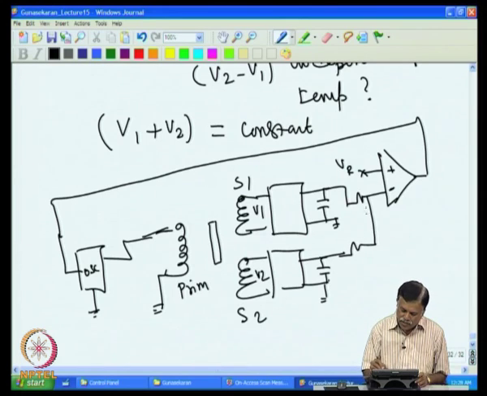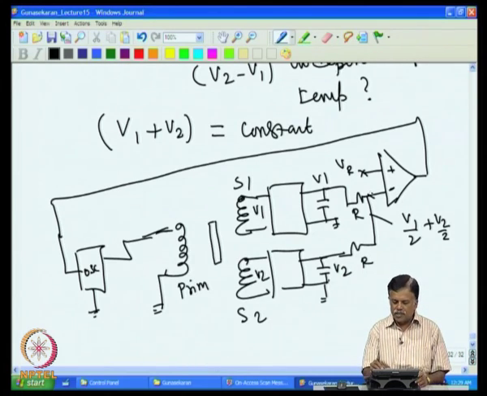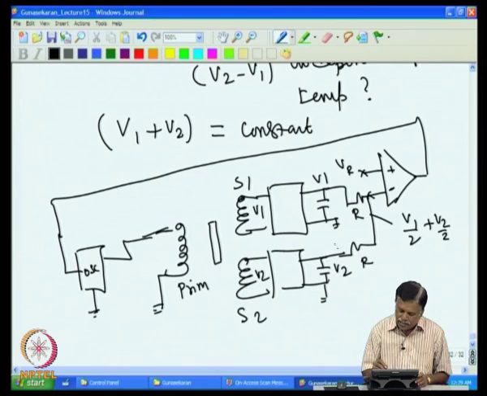So, what is done is here we get V1, here we get V2. At this point I will get V1 by 2 plus V2 by 2, if I put equal resistances here. That is nothing but the two voltages added. Of course, we are dividing by 2, it does not matter. So, now we compare with the fixed voltage. Suppose this is 2 volt, and if the amplitude of the oscillation is less and this is lower than 2, then the output will go high.